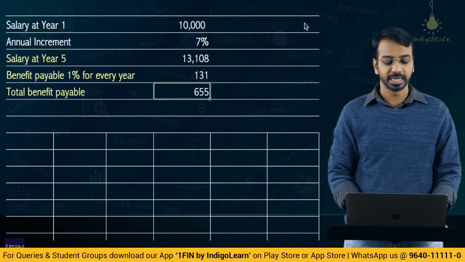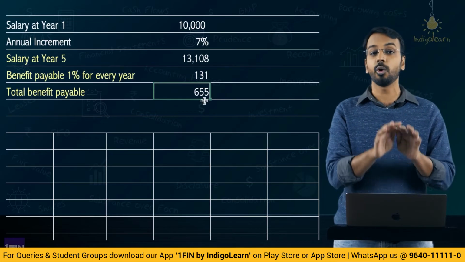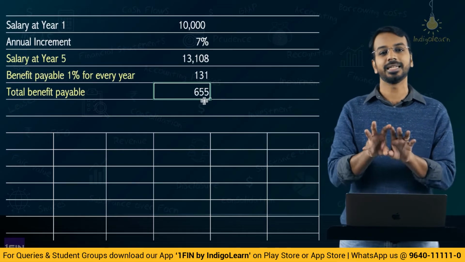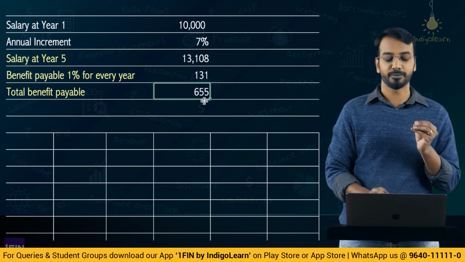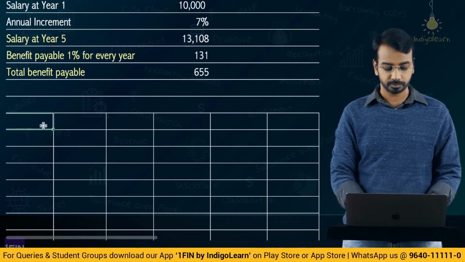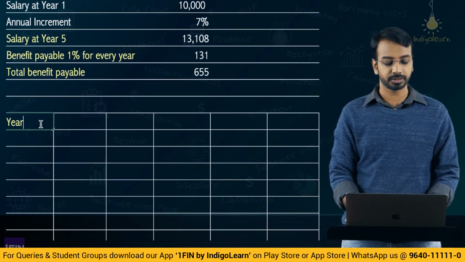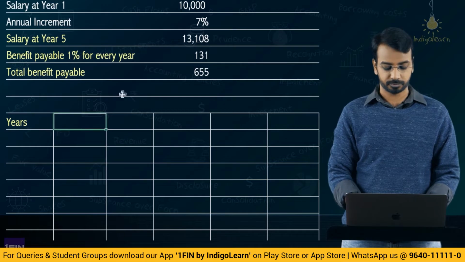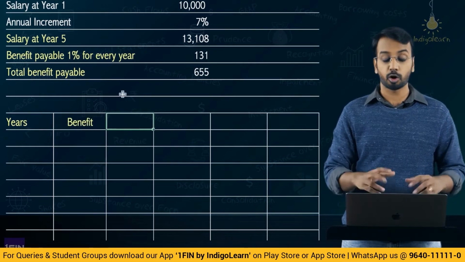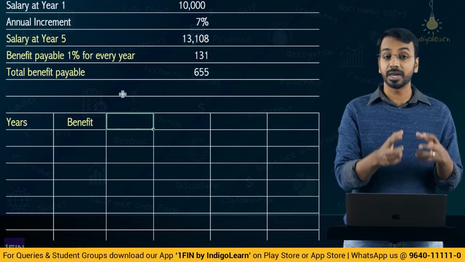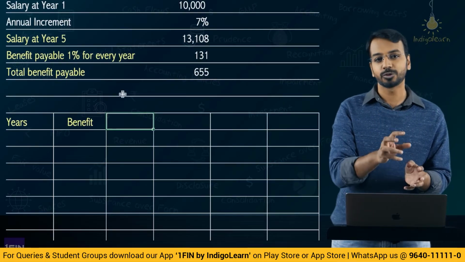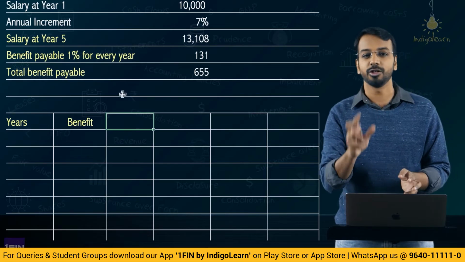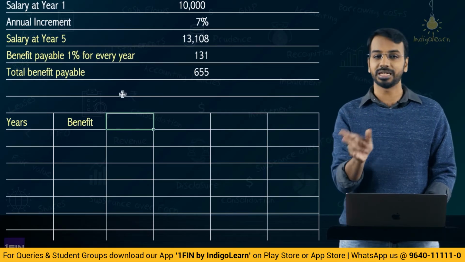We will have to split this and calculate the amount which is attributable to each year of service. So, what we will do is this 655 we will divide into 5 periods and then see how much is the expense which is attributable to each year. So, we will have years, benefit, how much of the benefit is attributable. Now, this benefit is based on the future value. So, we will have to see how much is the present value of that. Okay. So, we will have a present value calculation also.